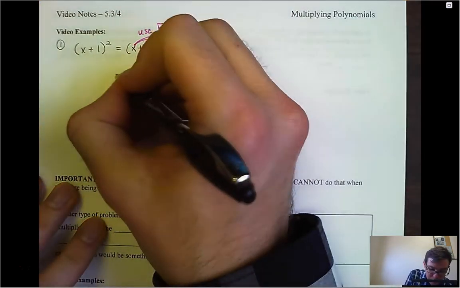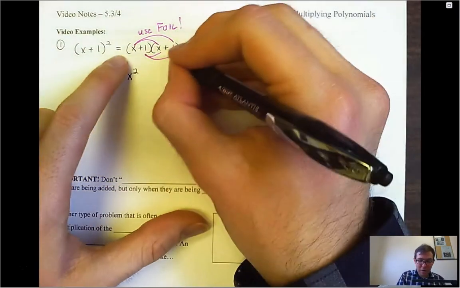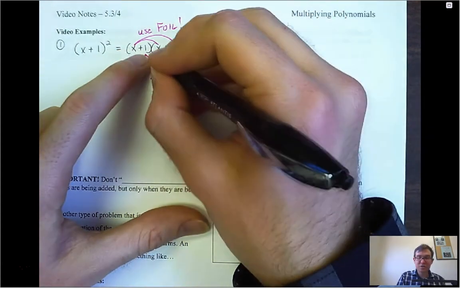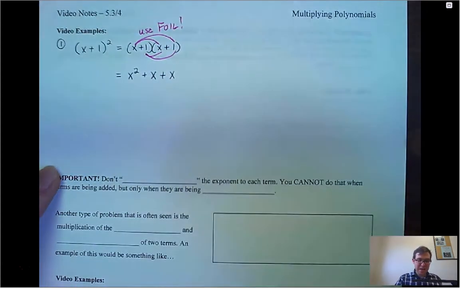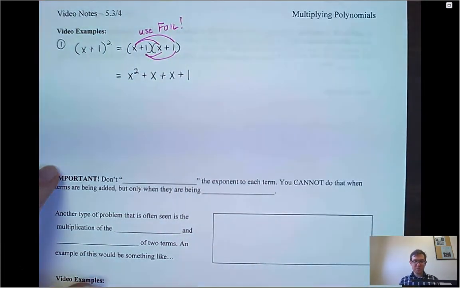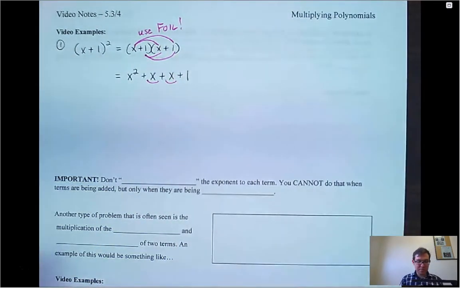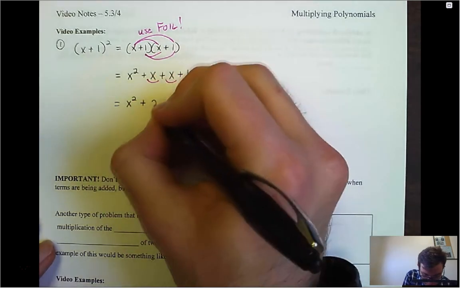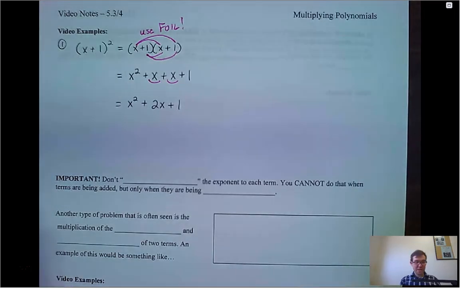My first terms give me x times x, that's x squared. My outer terms give me x times 1, that's just x. Inner terms give me 1 times x, that's x again. And then 1 times 1 is 1. So we can add these up. x plus x is 2x. So x squared plus 2x plus 1. And that's all we have there.